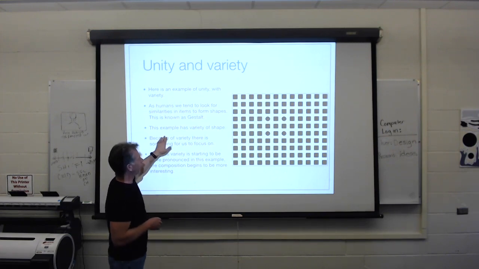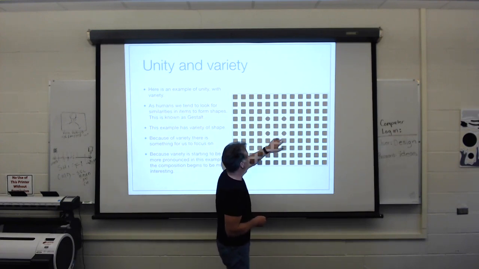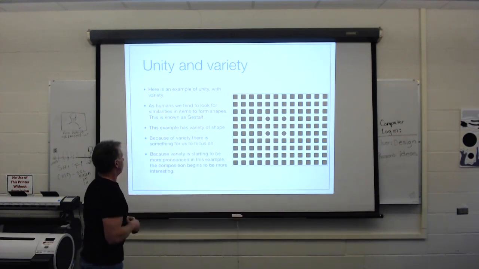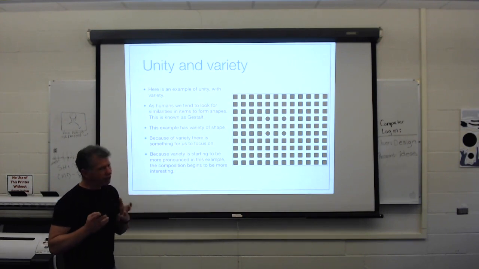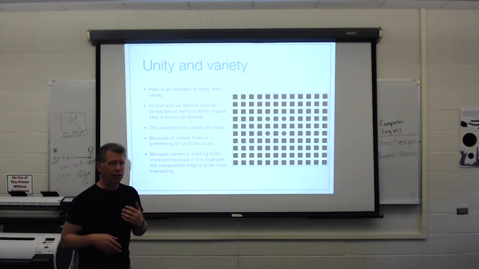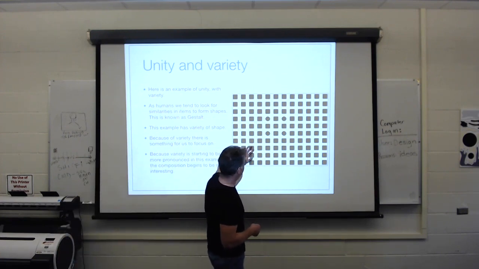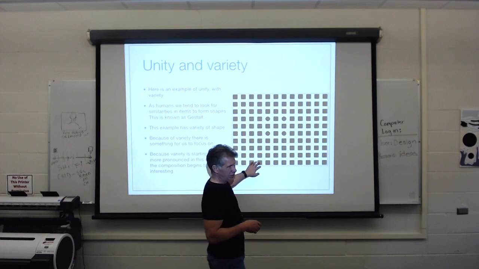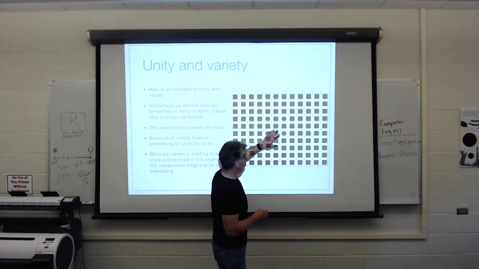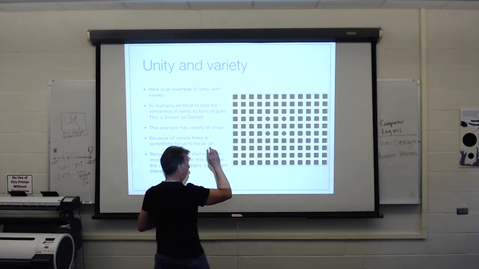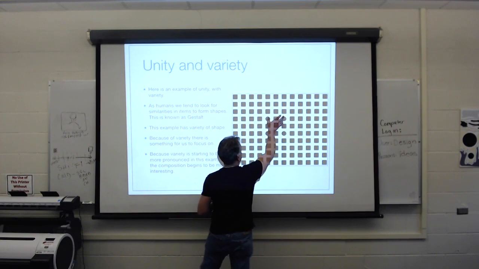This is an example of variety of shape. We have squares everywhere except for 4 circles. Because of variety, there's something for us to focus on. It all of a sudden makes it a little bit more interesting. Before we had kind of a sense of fading, but it really wasn't strong. It wasn't enough to make it interesting. Here, we focus on that. Most of us will spend all of our time trying to understand what it is that we're looking at.